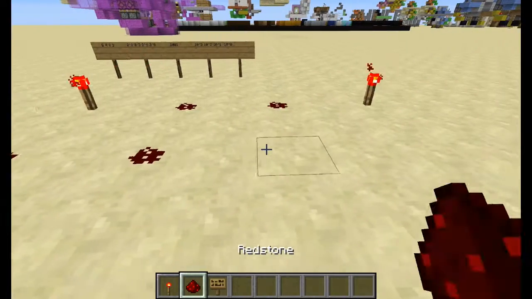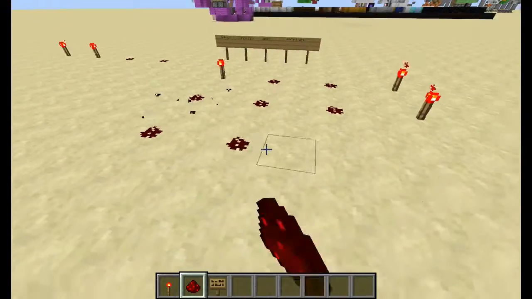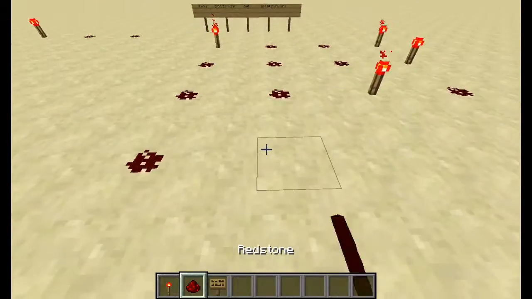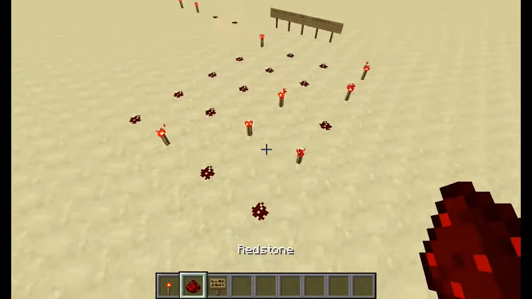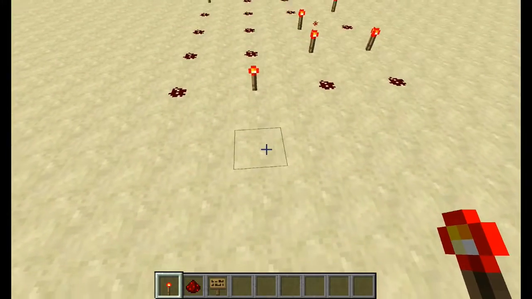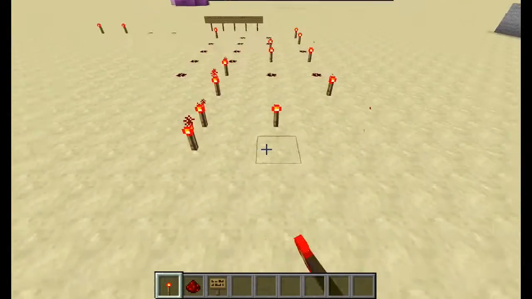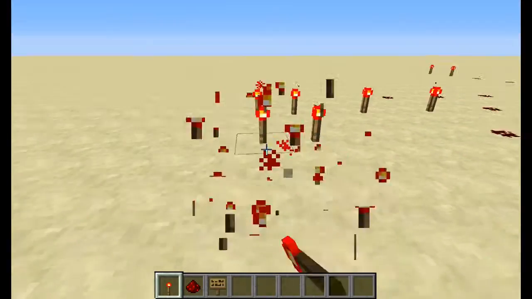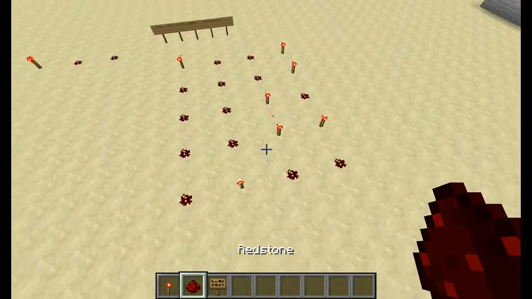So 0, 0, 0, 1 is 1. 0, 0, 1, 0 is 2. 0, 0, 1, 1 is 3. 0, 1, 0, 0 is 4, and so on. And if you start to make it, you notice a pattern. It's a bit of an odd pattern, but that's how binary works, basically.